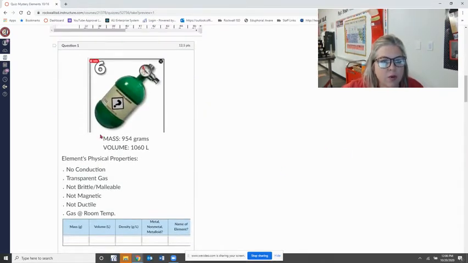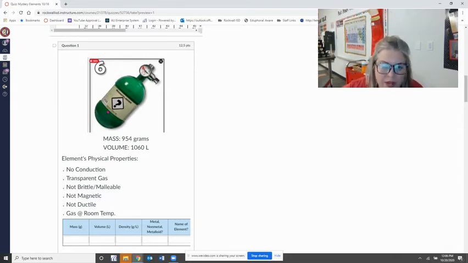So question one, I have this substance. Now, I can tell this substance is a gas. This is a gas canister. So this is an element that is going to be a gas, and I wouldn't normally be able to see it because it's going to be invisible in the air as a gas. And so this canister tells me it's a gas.